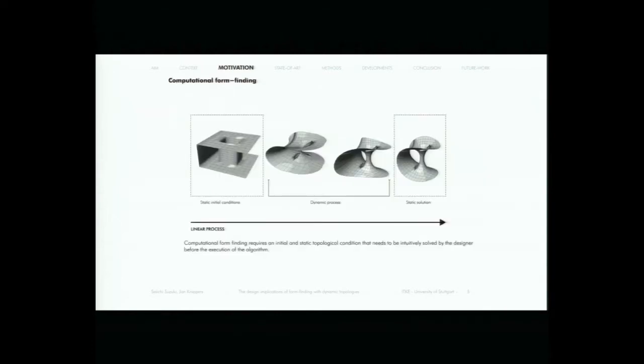We all know that the design process of these structures is not trivial and requires a shape optimization process called form finding. Regardless of the use of different numerical methods, every process needs an initial and static topological model in order to execute the algorithm. Because of this, the designer needs to solve the topological model before starting the form finding process.